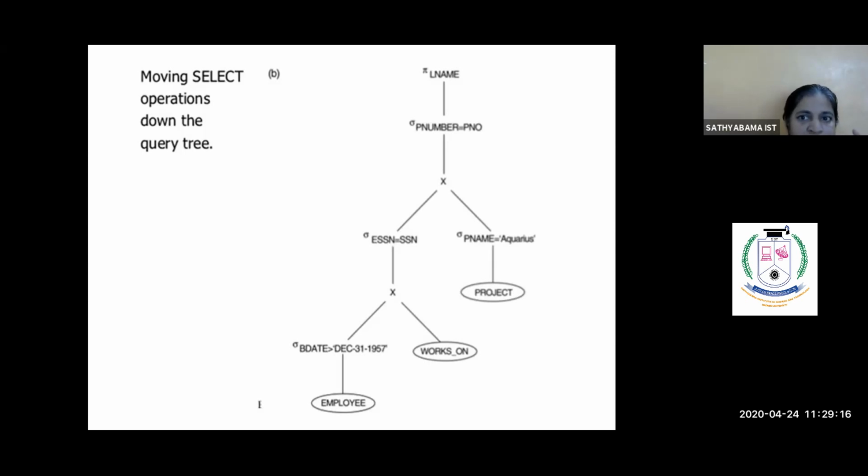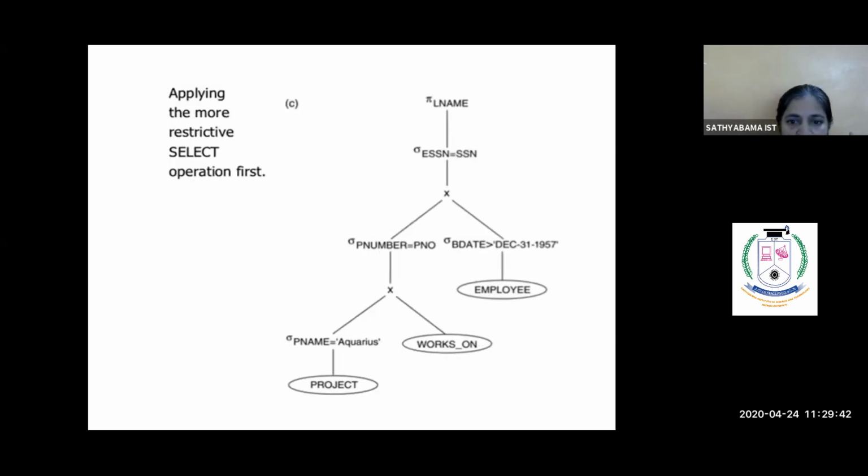And again we are selecting P number equal to PNO. P number we obtain from project table, and PNO we have obtained from works on, so that should be matched. Only those relevant rows are fetched, and from that we are projecting only the last name. So this is one more query tree. It is better than the previous query tree.